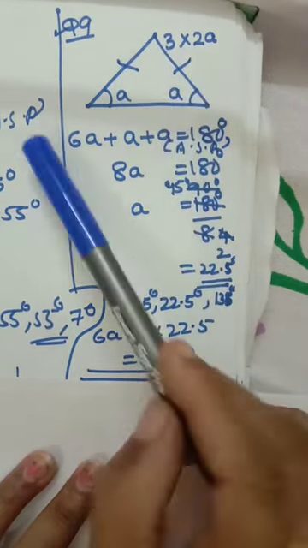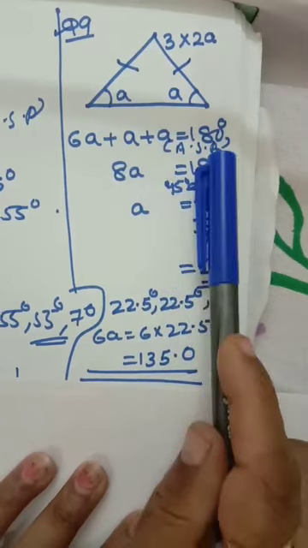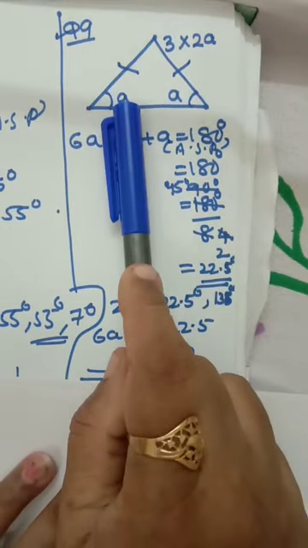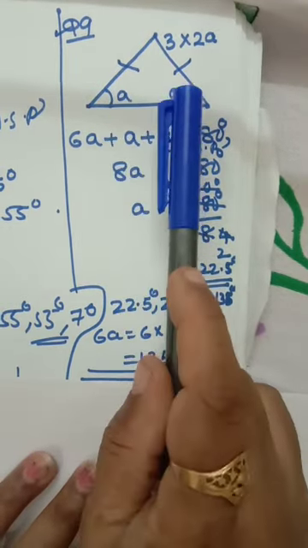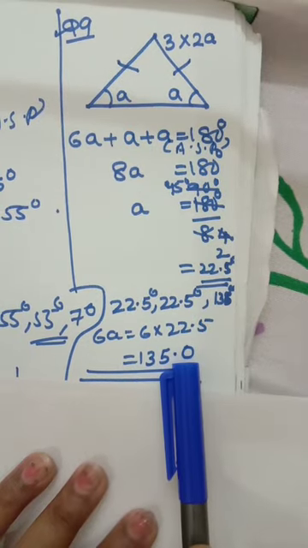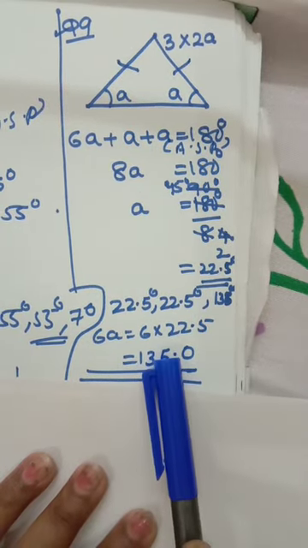So according to the angle sum property, you add these 3 angles and equate to 180 degrees. You will get A equal to 22.5. 3 into 2 is 6A. 6A means 6 into 22.5. That is 135 degrees.